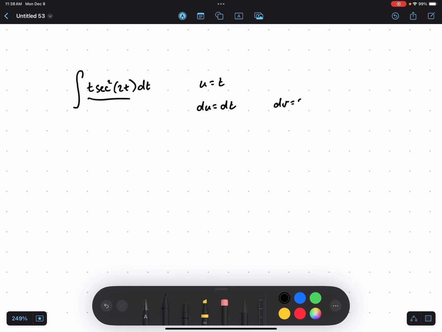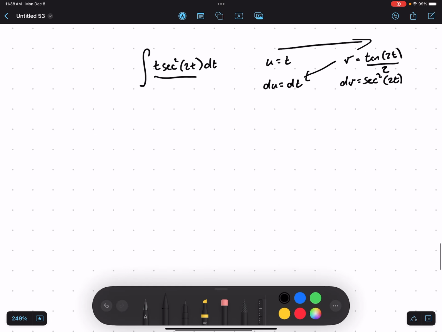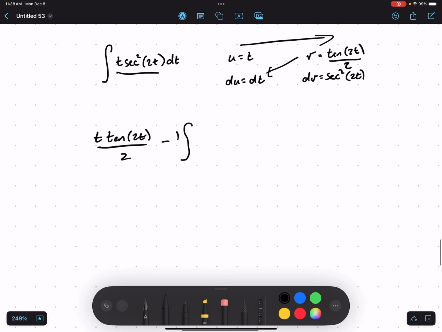dv, we'll let secant squared 2t equal that. And the integral of secant squared is tangent 2t. And the derivative of the inside here is 2, so we'll pop that on the bottom. To do integration by parts, we first go across, and then we go down over. So we'll say t tan 2t over 2 minus the integral of 1/2 tan 2t dt.